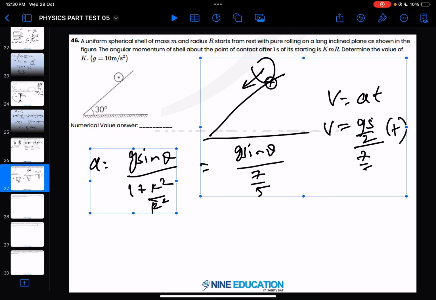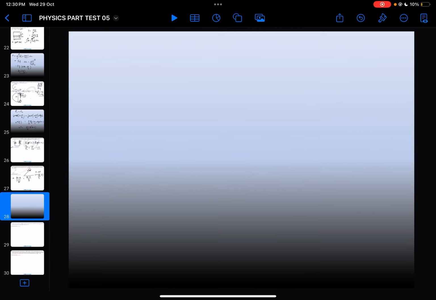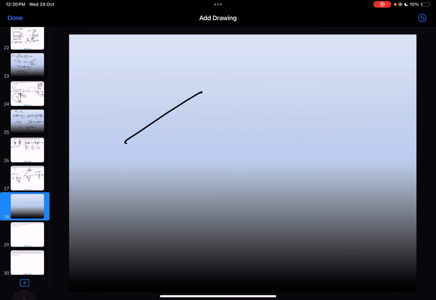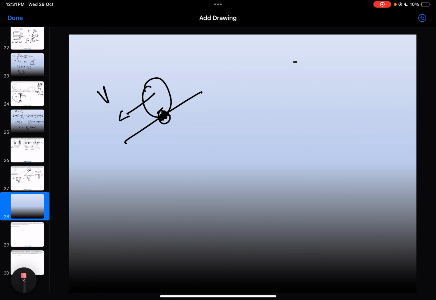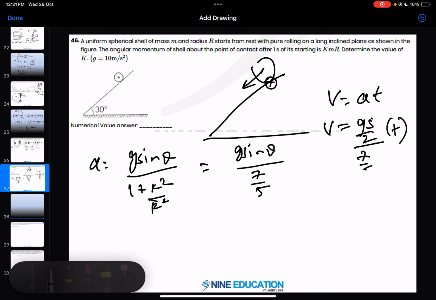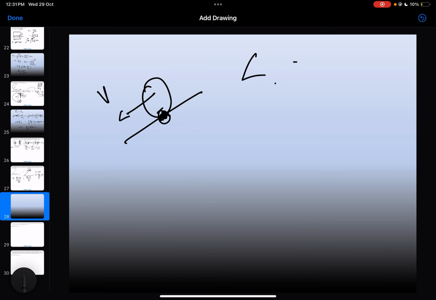Just we will add one slide. Yes, now here the sphere is rolling, it is moving with v. You need angular momentum about this point of contact. Angular momentum about point of contact will be angular momentum of center of mass plus angular momentum about center of mass.